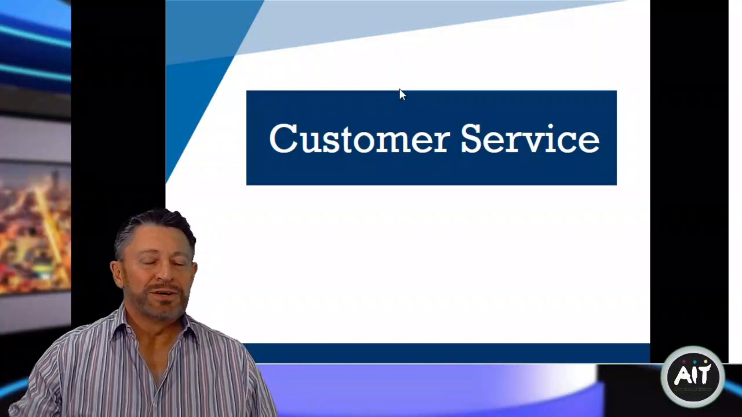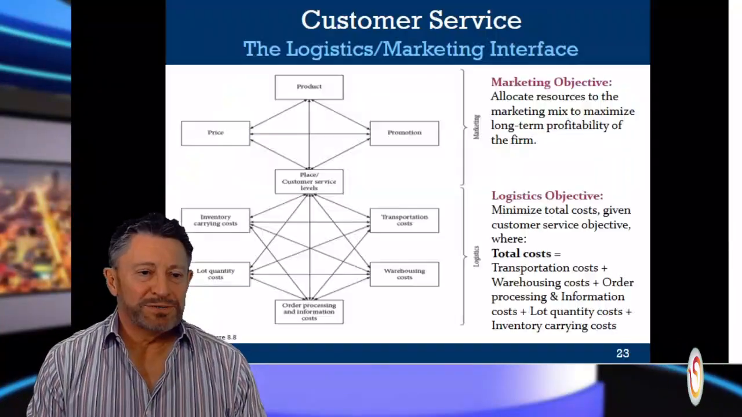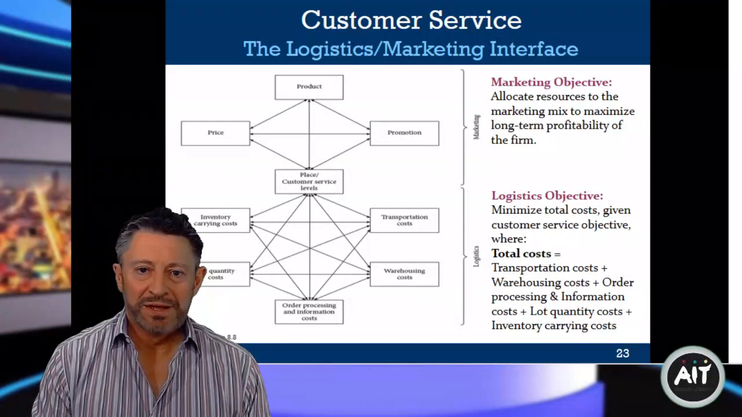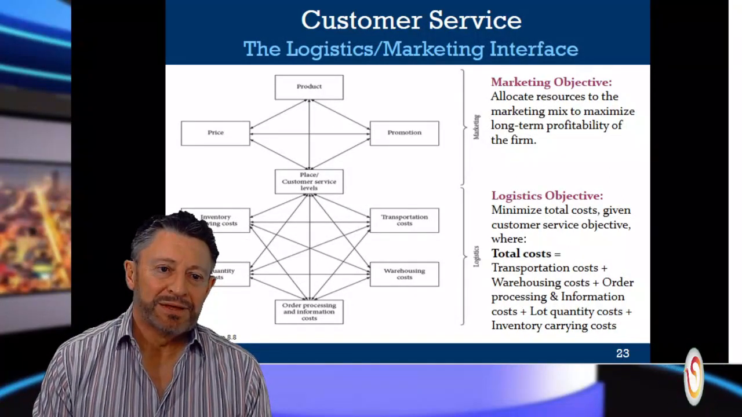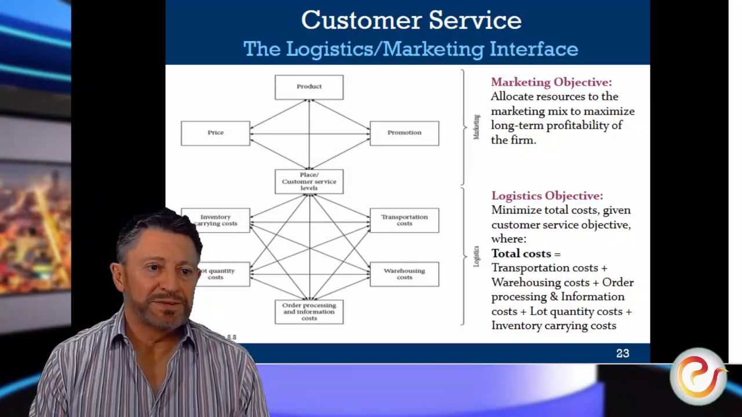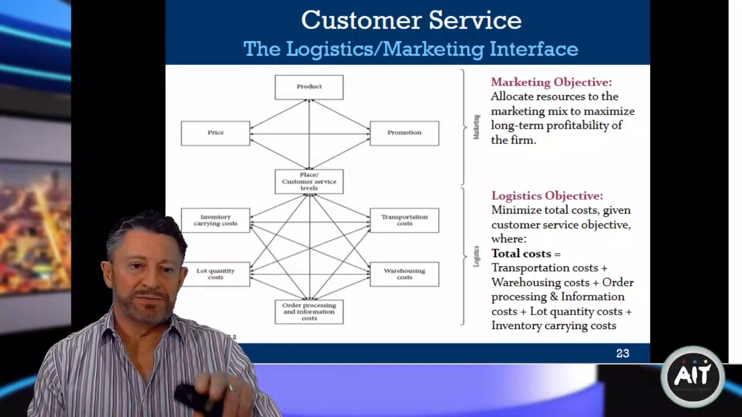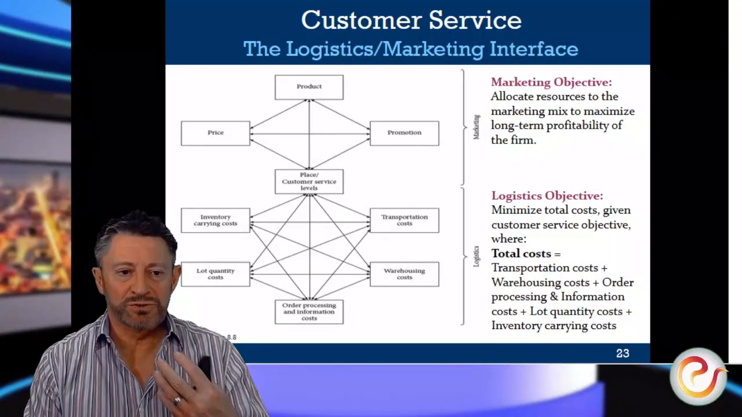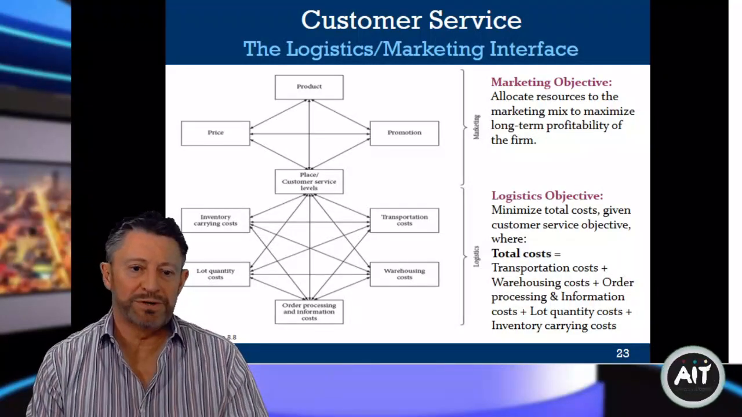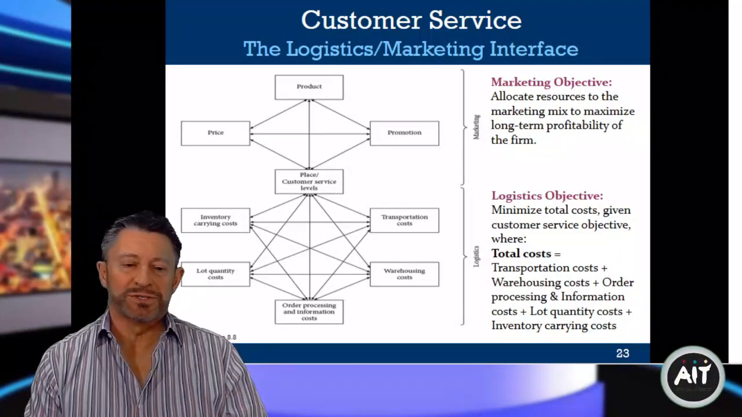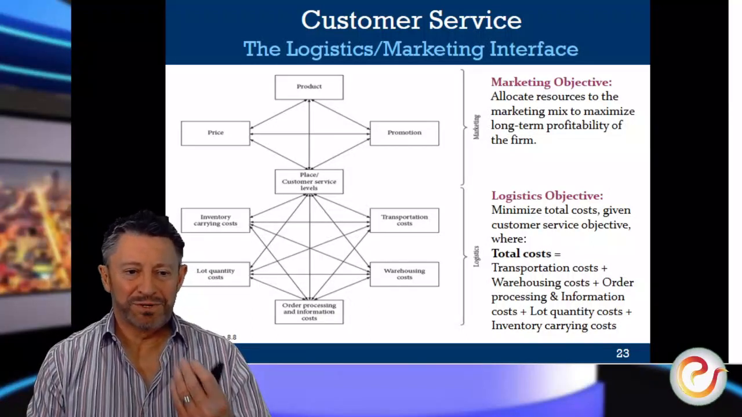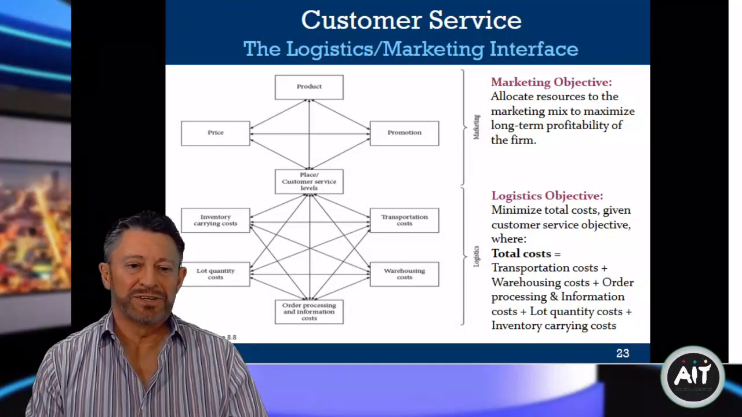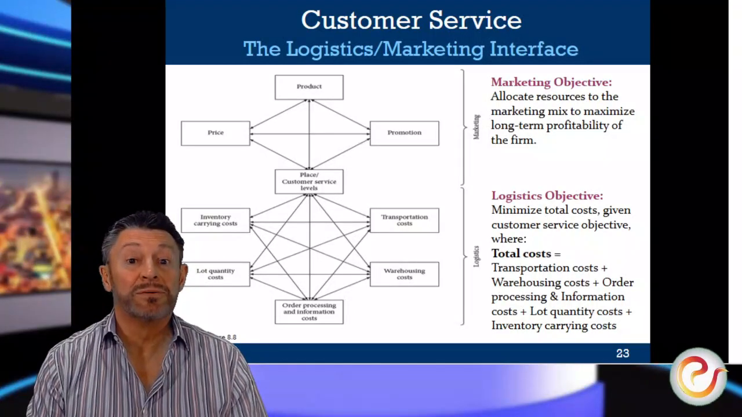Where's this going? Here we are. Right, so the customer service side. So we've had the order management, now the customer service side. And so if we look at this, I should say a generic diagram or schematic of the marketing objective and the logistics objective. And fundamentally, when we pull these two together, we end up with the total costs, or the transportation costs, plus the warehousing costs, plus order processing, plus information costs, plus the lot quality cost, plus a quantity cost, plus the inventory carrying costs. And they're just to name some of them.